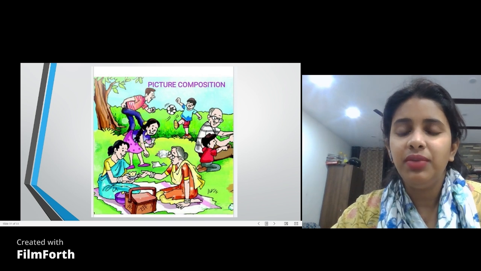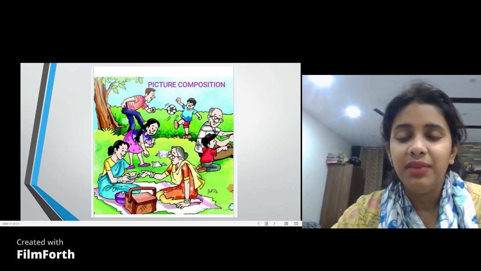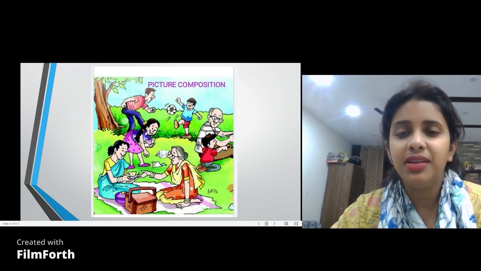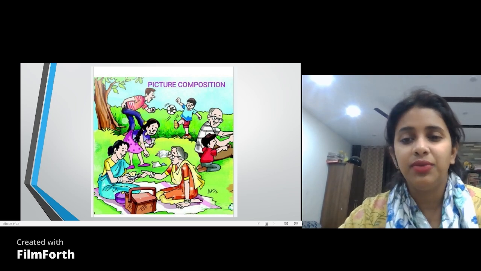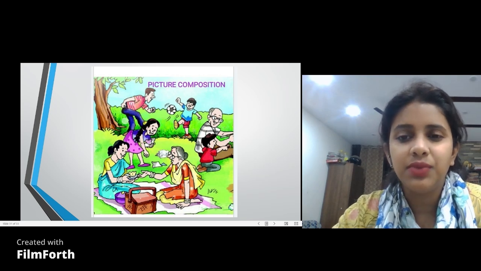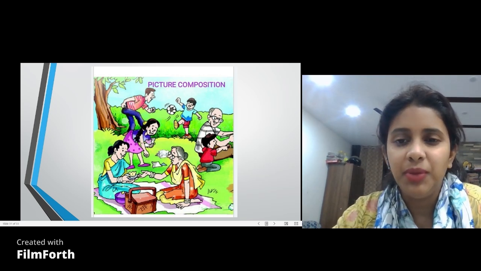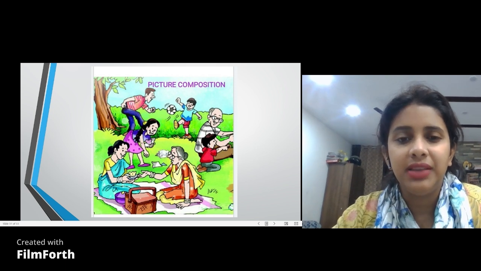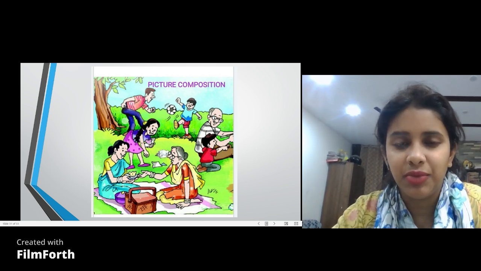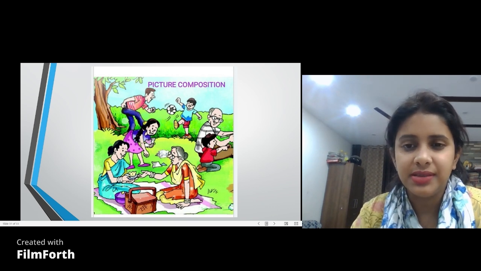You know, when we were far off the madding crowd, far away from the hustle and bustle of the city, we used to find time for ourselves. So that's what the picture is denoting here: when people had time for themselves, how life looked before. So that is what this picture composition is about.